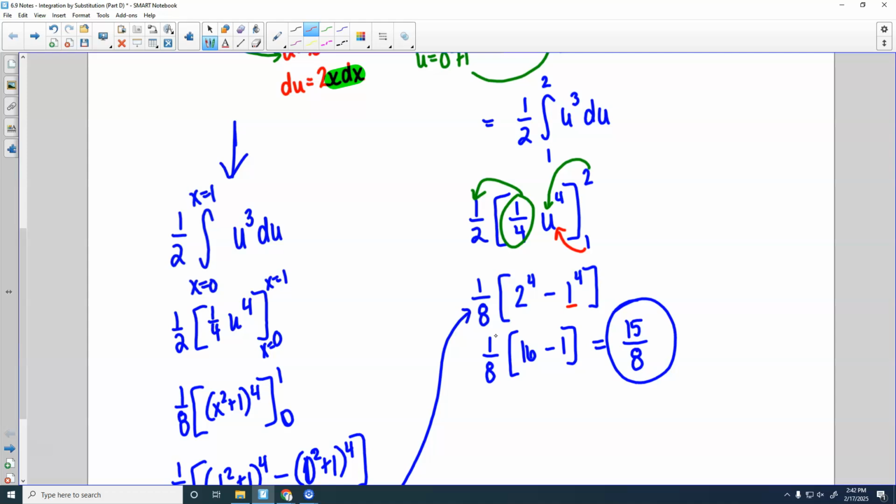It's always going to be a minus whenever you integrate. Whenever you do a definite integral, you plug the top number into your function, and then it's minus whatever you get when you plug the bottom number in. Okay? Questions?